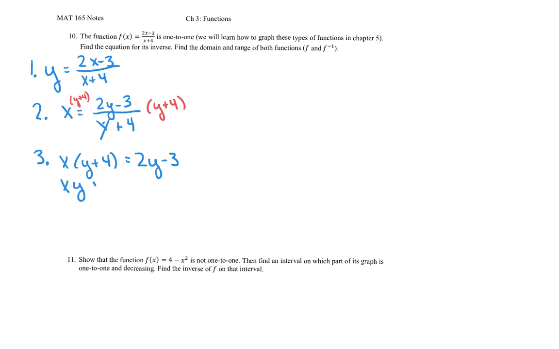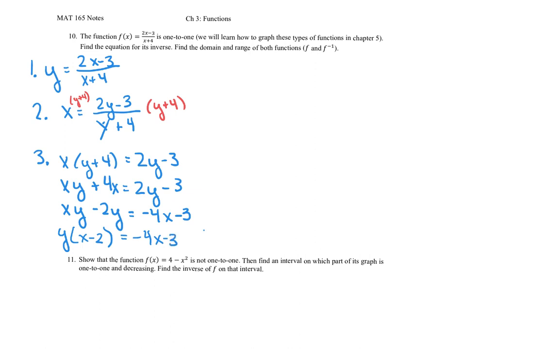Let's go ahead and distribute this x. And let's get both of our y's together on one side of the equal sign. So we're going to bring the 2y over to the left side, and we'll bring the 4x over to the right side. From here, we'll factor out the y value. And then we'll divide both sides by x minus 2.